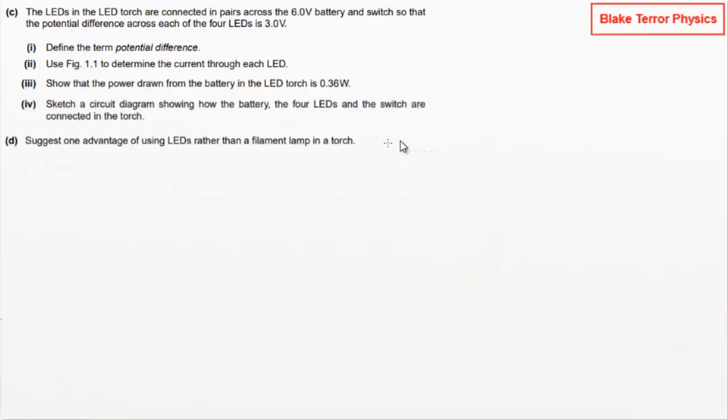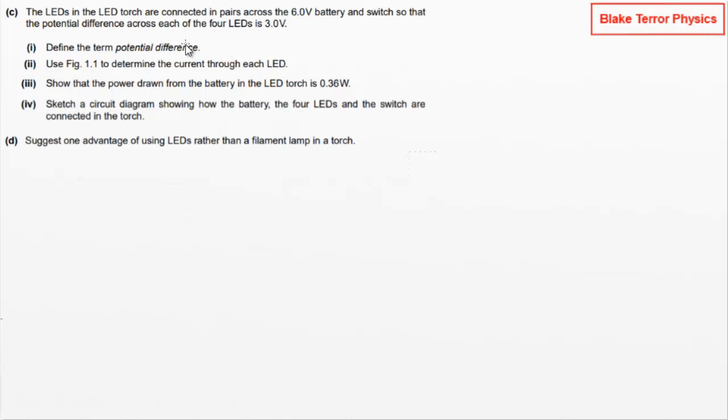Right, so that's that. Oh, we got a final part to this question. LEDs and the LED torch are connected in pairs across the 6-volt battery and switch, so the potential difference across each of the bulbs is 3 volts. Define the term potential difference.